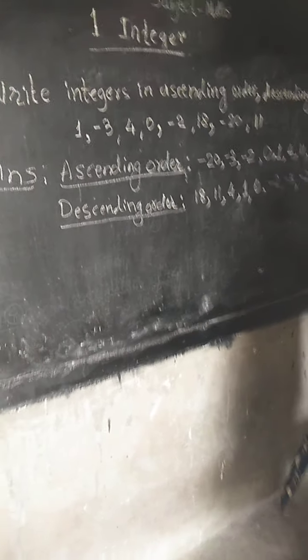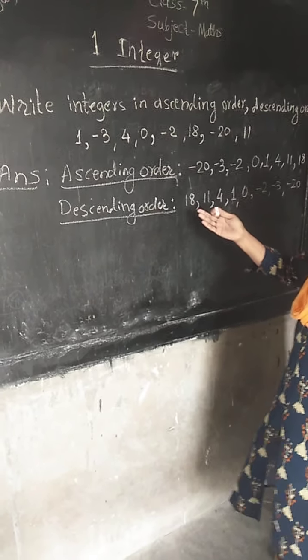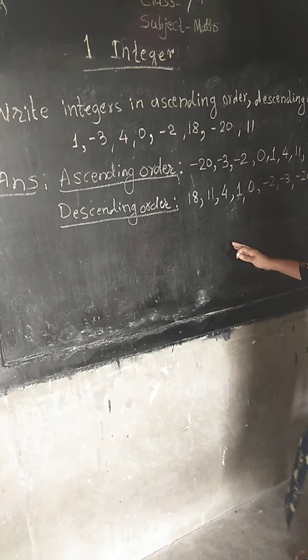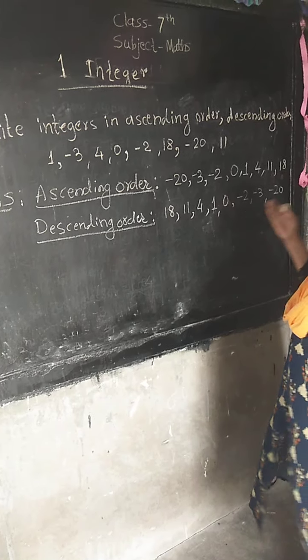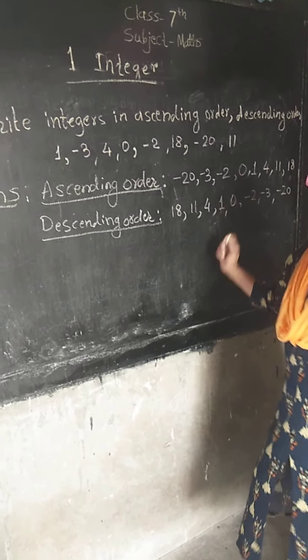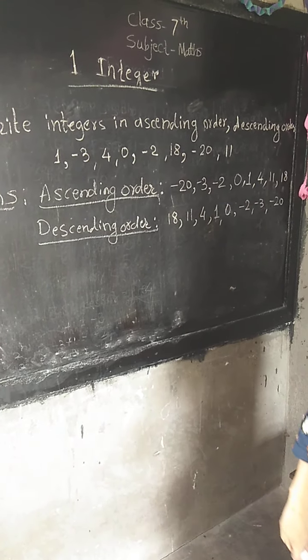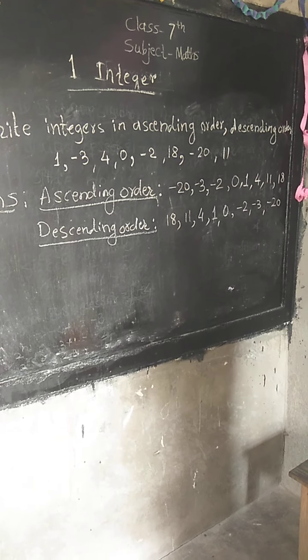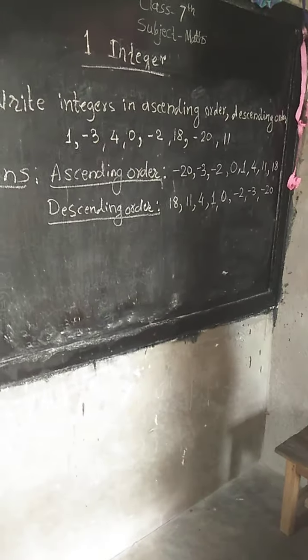Descending order is the reverse order of the ascending order. If you have found the ascending order, then you can write its descending order. In this way, you have to solve questions number 9 and 10 of exercise 1.1.